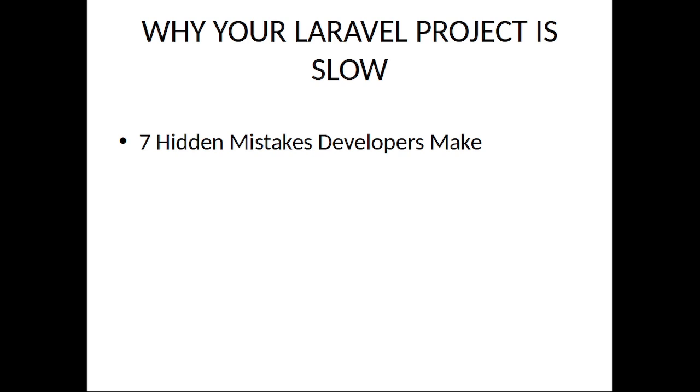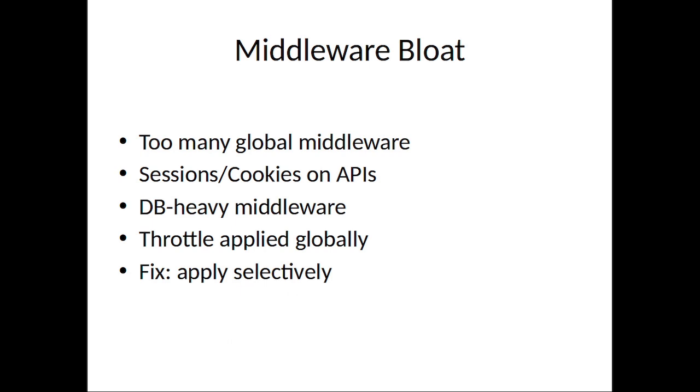falters. I have identified like 7 to 8 different hidden mistakes that most developers make in this context. So we'll see what those hidden mistakes are. First thing is the middleware bloat.